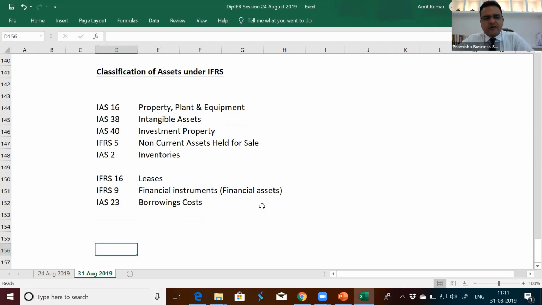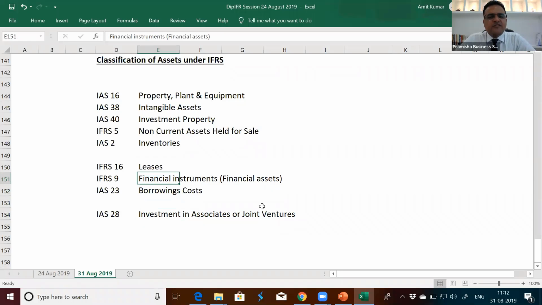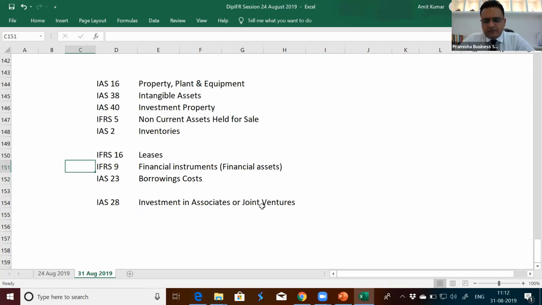Other assets are covered by the standard on IAS 28, investment in associates or joint ventures. The investments below 20% are covered in financial instruments. The investments above 20 to 50 are covered in IAS 28 investment in associates or joint ventures. Whatever investment we make is normally part of our financial instruments, in the form of financial assets. But for consolidation purpose, we have different standards that we'll be discussing later.